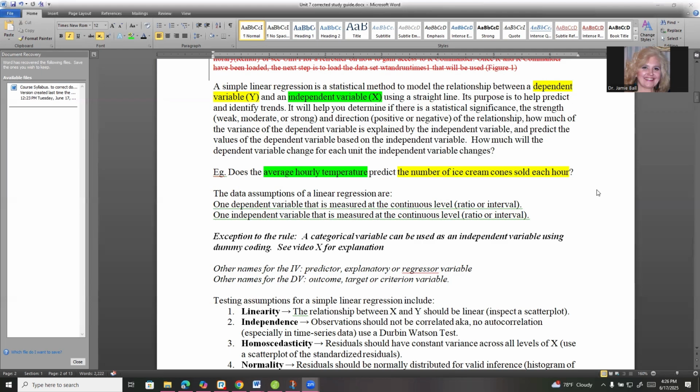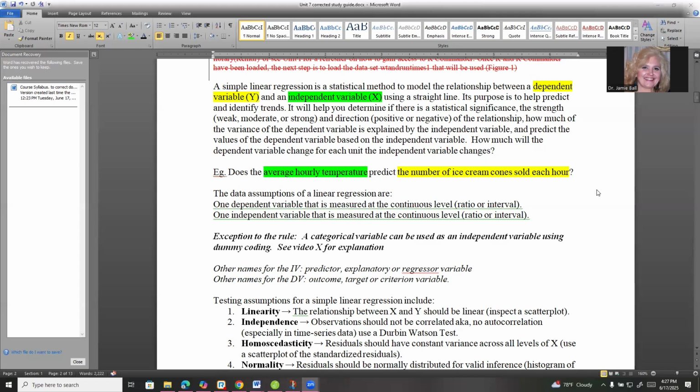So an easy example to understand a simple linear regression. Does the average hourly temperature predict the number of ice cream cones sold each hour? If it does, just by knowing the average hourly temperature, I can know how many ice cream cones I would expect to sell and how much for each degree of change that affects the number of ice cream cones sold, going up or down.